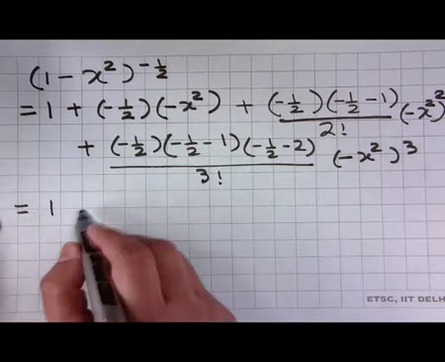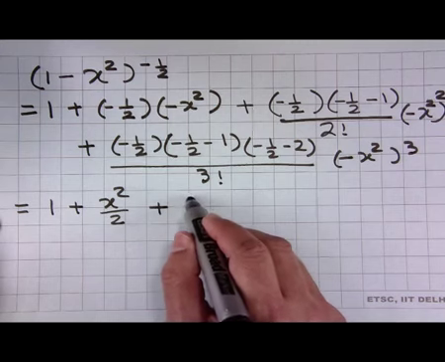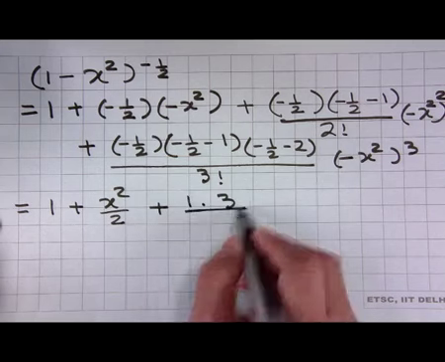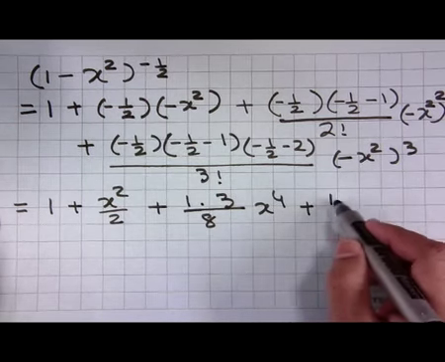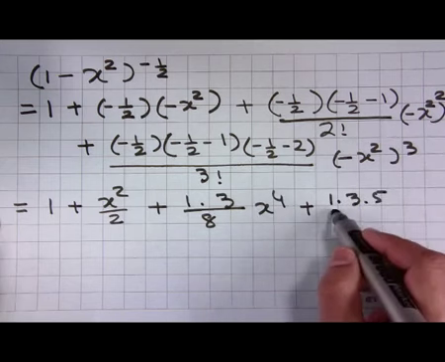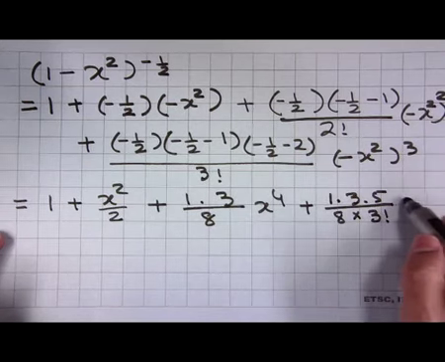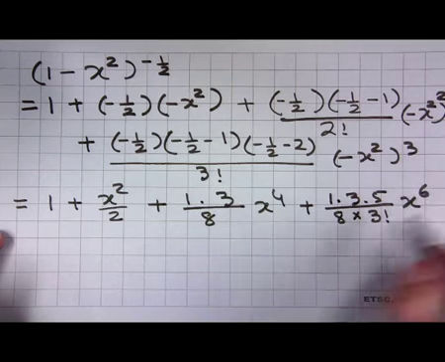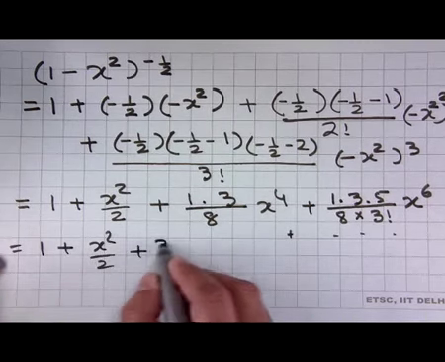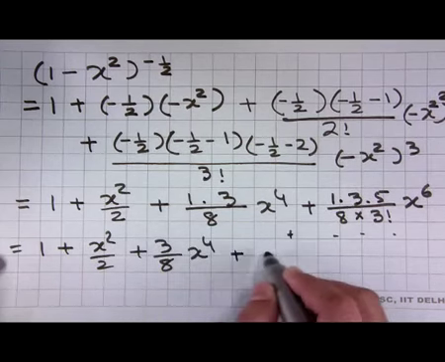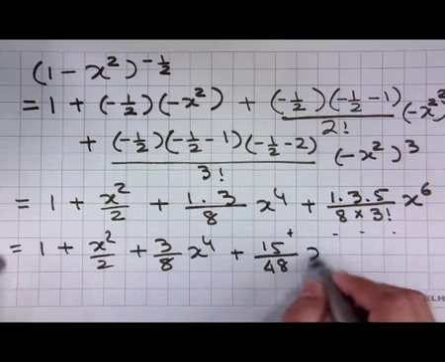This is equal to 1 plus x square by 2 plus 1 into 3 upon 8 x to the power 4 plus 1 into 3 into 5 upon 8 into factorial 3 x to the power 6, etc., which is equal to 1 plus x square by 2 plus 3 by 8 x to the power 4 plus 15 upon 48 x to the power 6.